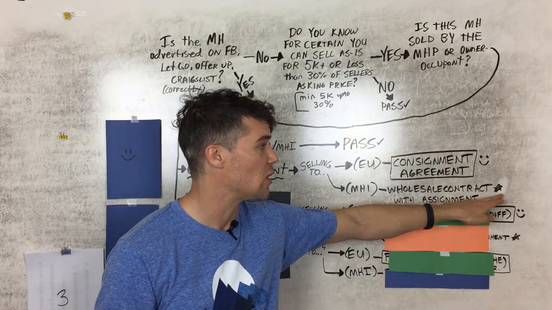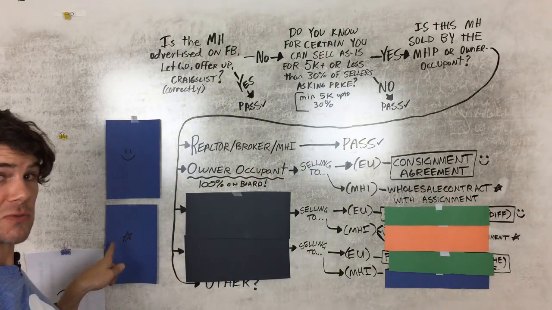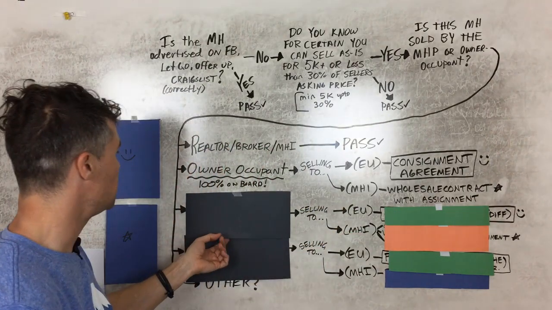You'll get a wholesale contract and then you'll assign that contract to the mobile home investor. We'll talk about what this star means here in just a minute. That's what that is right there. Let's go to the next one.